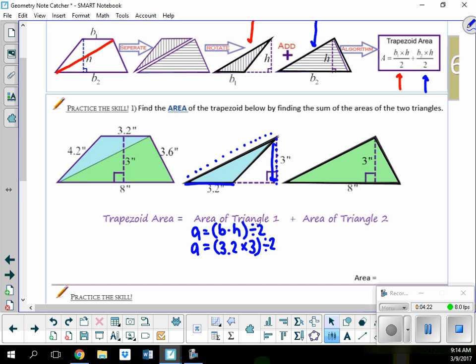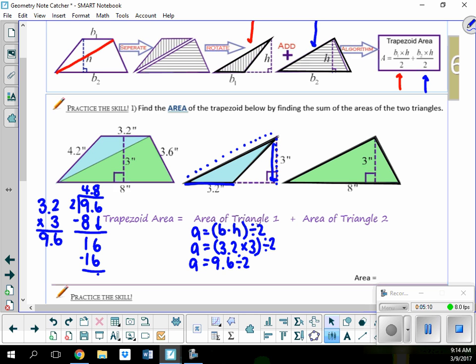So I'll do some work over here for 3.2 times 3. Three times 2 is 6, and 3 times 3 is 9, and put in our decimal point. So the area is equal to 9.6 divided by 2. I'm going to do some more scratch work over here. 9.6 divided by 2. 2 goes into 9 4 times, and 2 times 4 is 8. Subtract, I get 1. Bring down my 6, put my decimal point in there. 2 goes into 16 8 times. And I have 0 left over. So the area of the blue triangle is 4.8 inches squared.